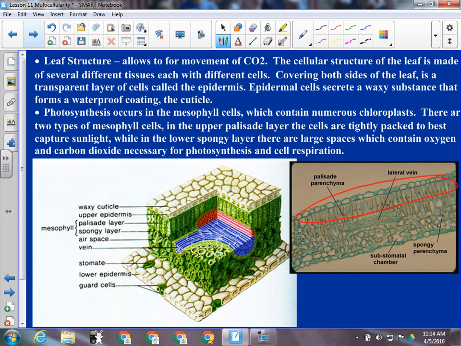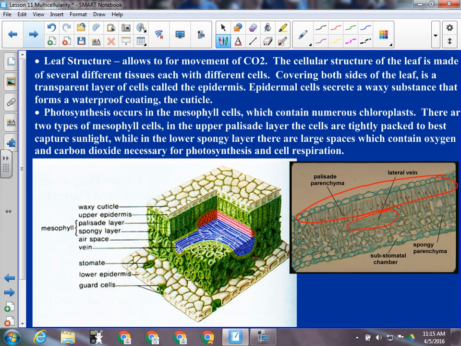Underneath that, we can even see part of one of the veins, which would have the xylem, the water-carrying tubes, and the phloem. Down here we have all these irregularly shaped cells. This is what we call the spongy layer. The spongy layer holds water and allows for the exchange of carbon dioxide and oxygen to take place.